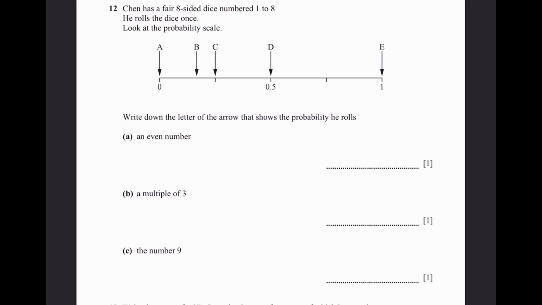Question 12. Chen has a fair 8-sided dice numbered 1 to 8. He rolls the dice once. Look at the probability scale. Write down the letter of the arrow that shows the probability that he rolls an even number. So from 1 to 8, there are 4 even numbers: 2, 4, 6, and 8. So probability will be 4 by 8, which is 1 by 2. And because 1 by 2 is equal to 0.5, it's the letter D.